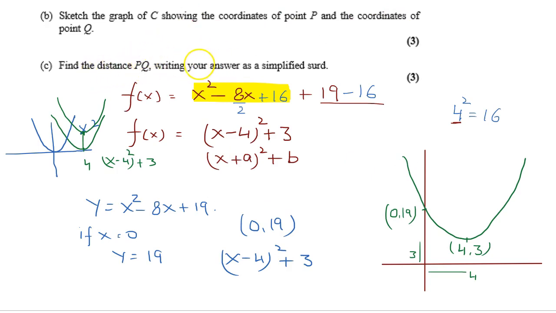Find the distance PQ. What is PQ? Let's see. The graph shows the coordinate of P and the coordinate of Q. So what is P and Q? It says that the graph crosses the y-axis at P and the minimum point at Q. So we have to find PQ.